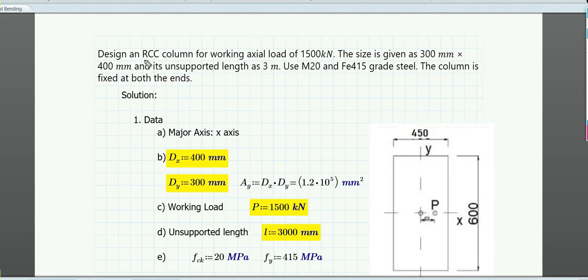The question says design an RC column with a working axial load of 1500 kilonewton. The size is given as 300 mm by 400 mm. The unsupported length is 3 meter, with M20 concrete and 415 grade of steel. The column is fixed at both the ends.